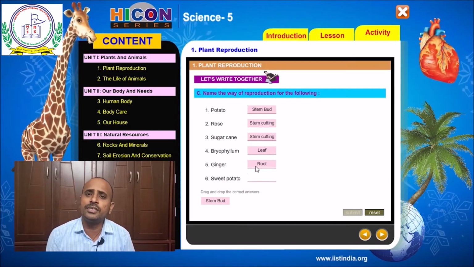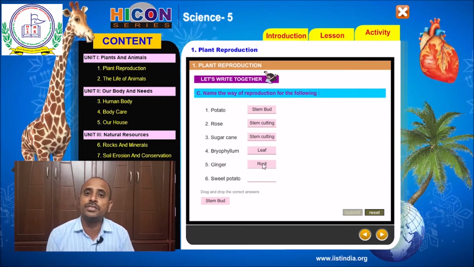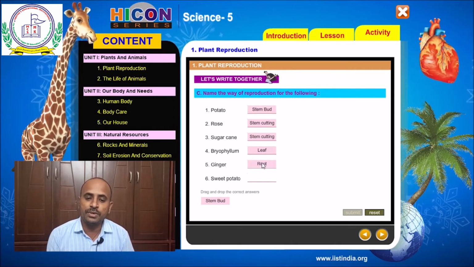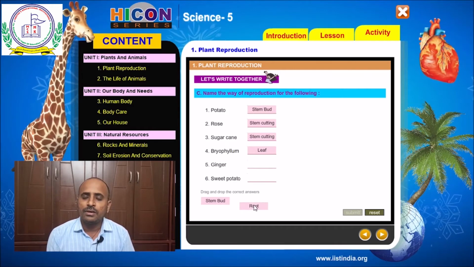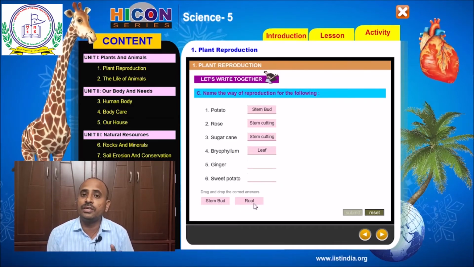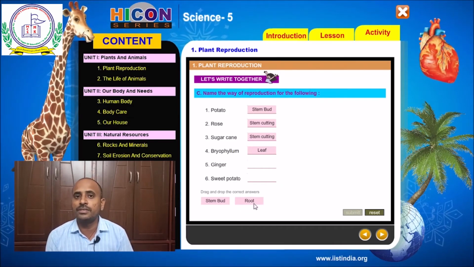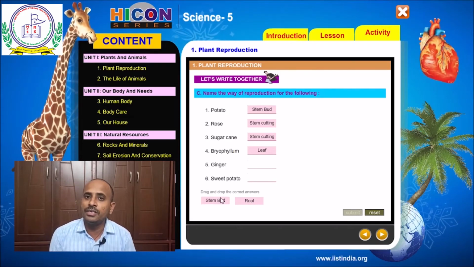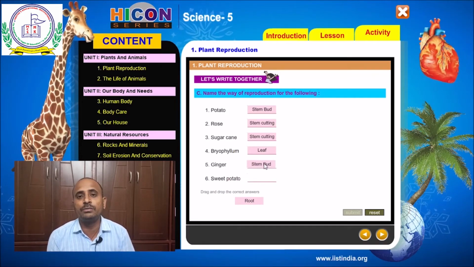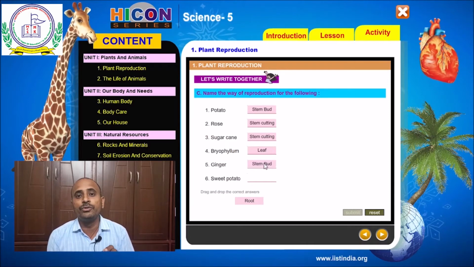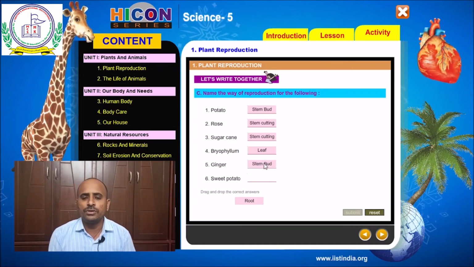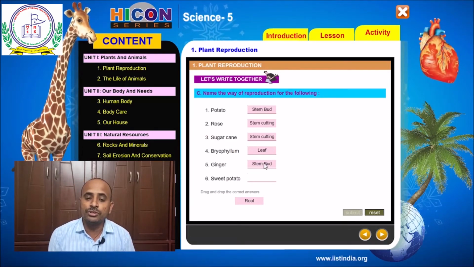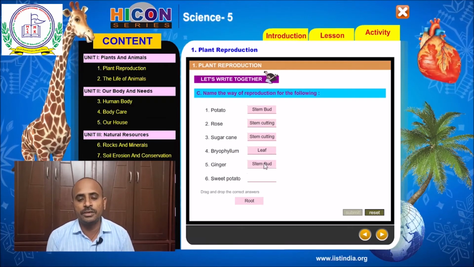So ginger is a plant which reproduces its new plants from stem bud, because the ginger also contains small buds on its surface. So if we cut each bud and plant each bud in the soil, we will get a new ginger plant. So ginger reproduces new plants from its stem bud.